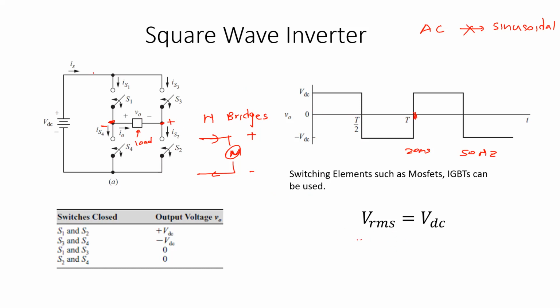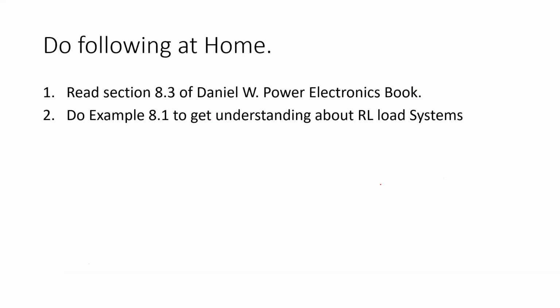So for a square wave inverter, VRMS is equal to VDC. You know the RMS meaning: RMS is actually the DC representation of a waveform. So when it comes to a square wave inverter, it is already DC, direct current. The voltage is not changing for a time period. So this VRMS will be equal to VDC. This is one of the things you should know when it comes to square wave inverters.